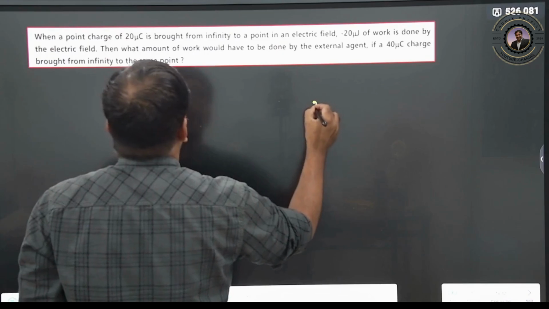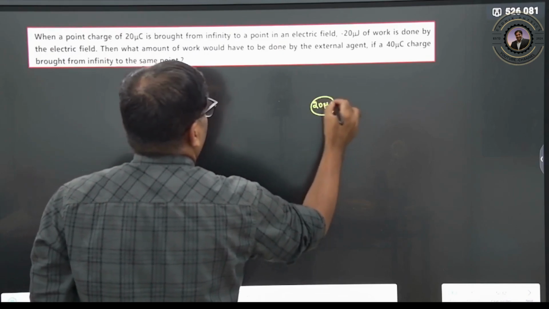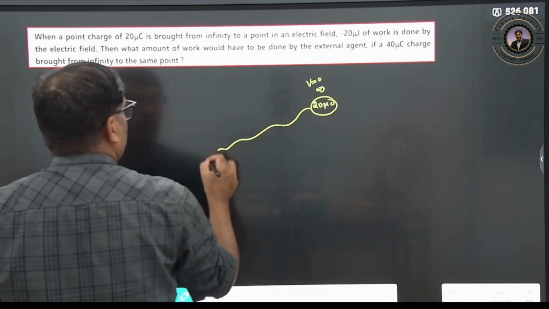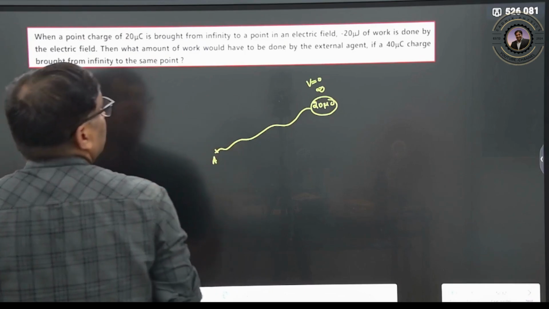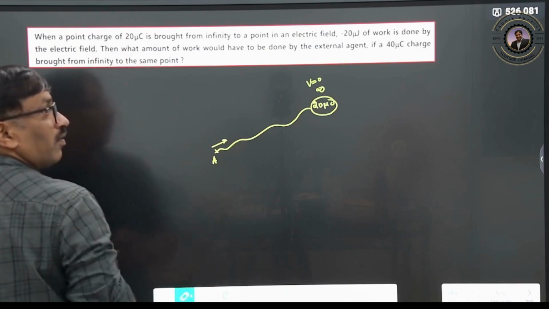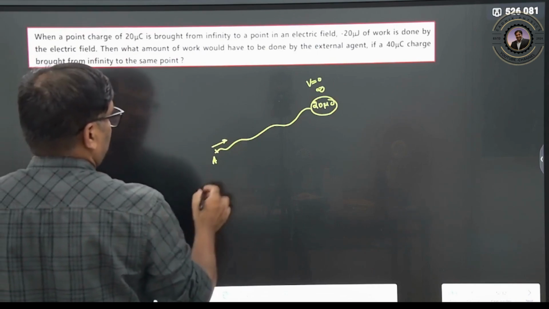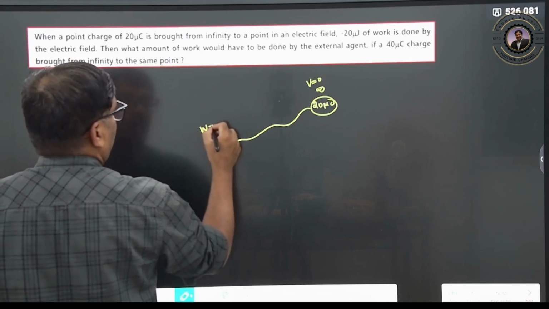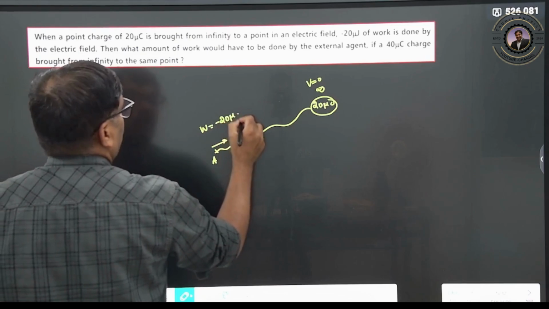What is given now? A 20 microcoulomb charge, which is at infinity, where the potential was 0. It is brought to a certain point A. The field does work on it, therefore the work done is negative. So what is the work done now? Work done will be equal to minus 20 microjoules.